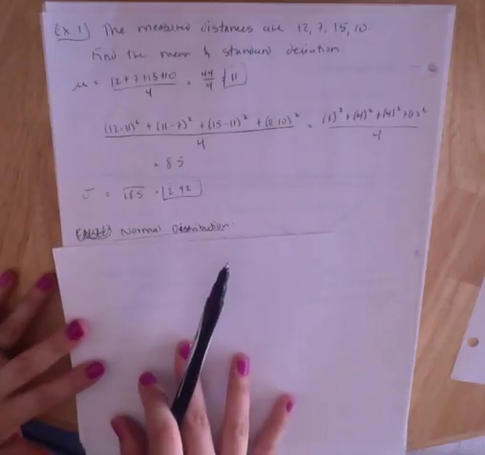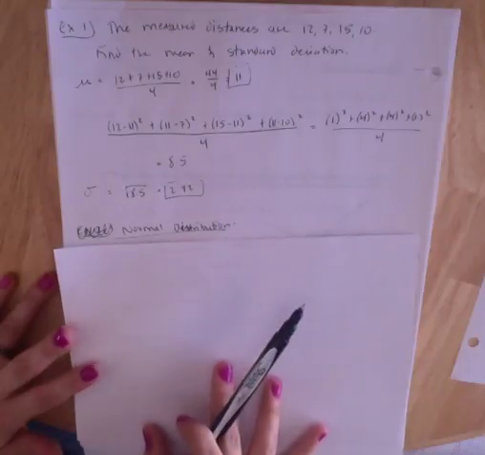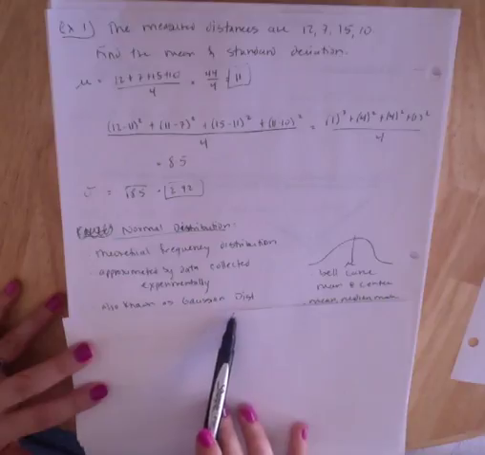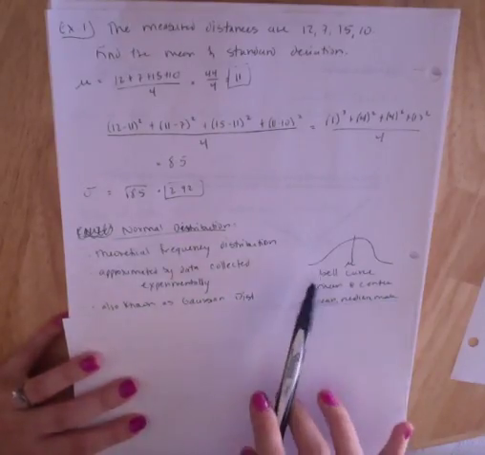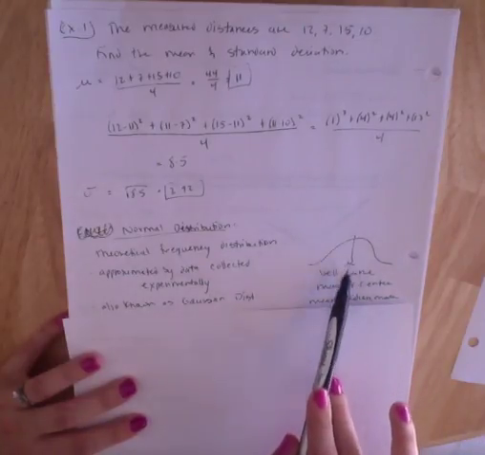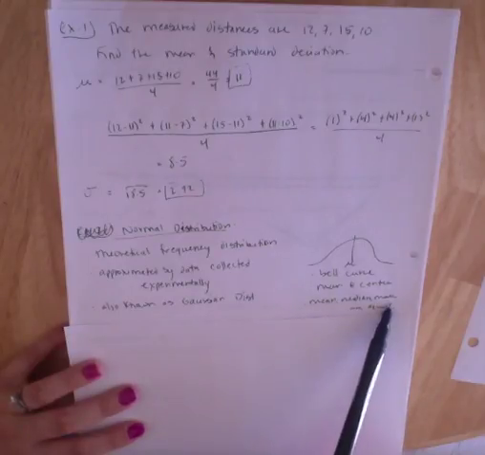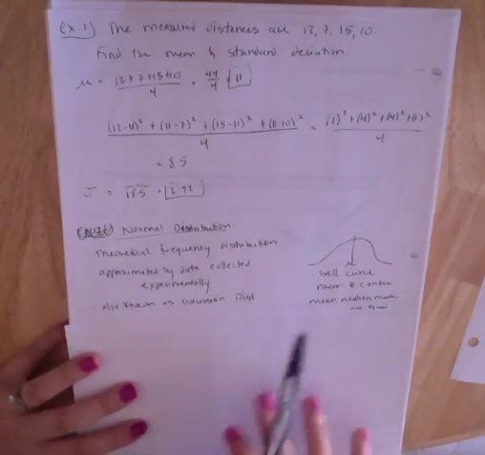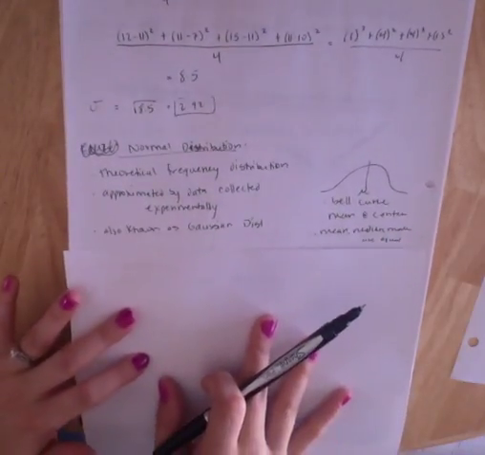Now let's talk about normal distribution. Okay, you've probably heard about normal distribution before. Maybe you were not really sure of it. It's a theoretical frequency distribution. We sometimes call it Gaussian distribution, and it's approximated by data collected experimentally. So it looks like a bell curve. The mean, mu, is at our center, and the mean, median, and mode, or average, middle, and most, are equal. Now, this could be the normal distribution of height of 14-year-olds or weight of adults or something like that. That would be normally distributed.